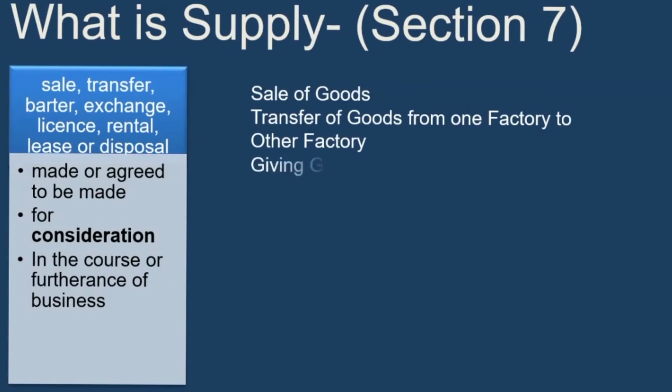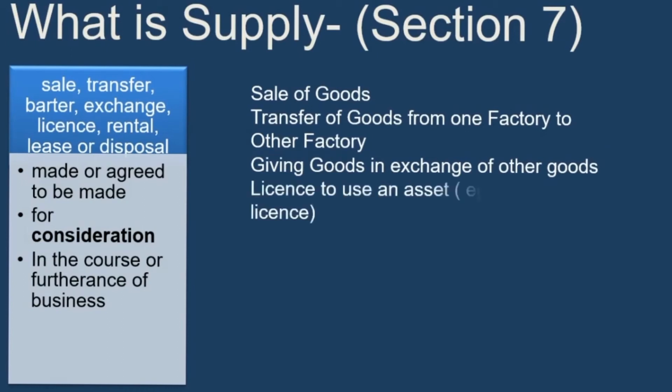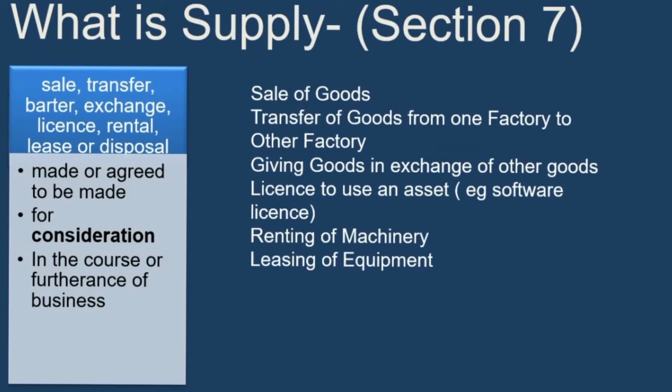Next one: giving goods in exchange. Suppose you have an old mobile. You give it, and in exchange you take a wristwatch from the shopkeeper. It is a kind of barter or exchange of goods. License to use an asset, for example a software license: we purchase the Microsoft Office license. That is also supply. Renting of machinery is also supply. Leasing of equipment is also supply. Disposal of an old machine is also treated as supply. We'll discuss a few examples of all these kinds of transactions: sale, transfer, barter, exchange, etc.